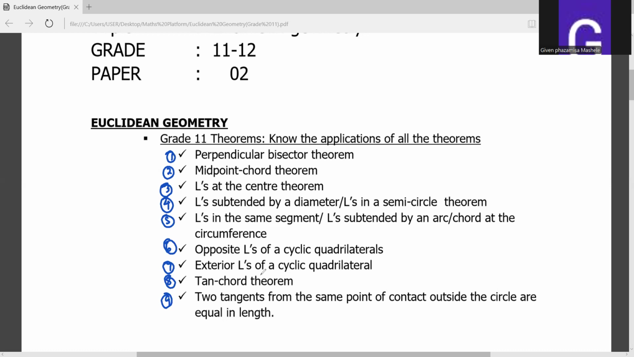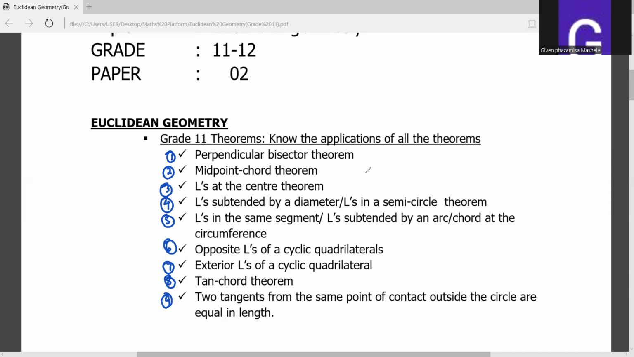So these are actually the theorems that are examinable in proving of riders. But in terms of just proving the theorems, I will explain which ones are examinable when they just ask you to prove them. All right, without wasting time, let's start with the perpendicular bisector theorem.